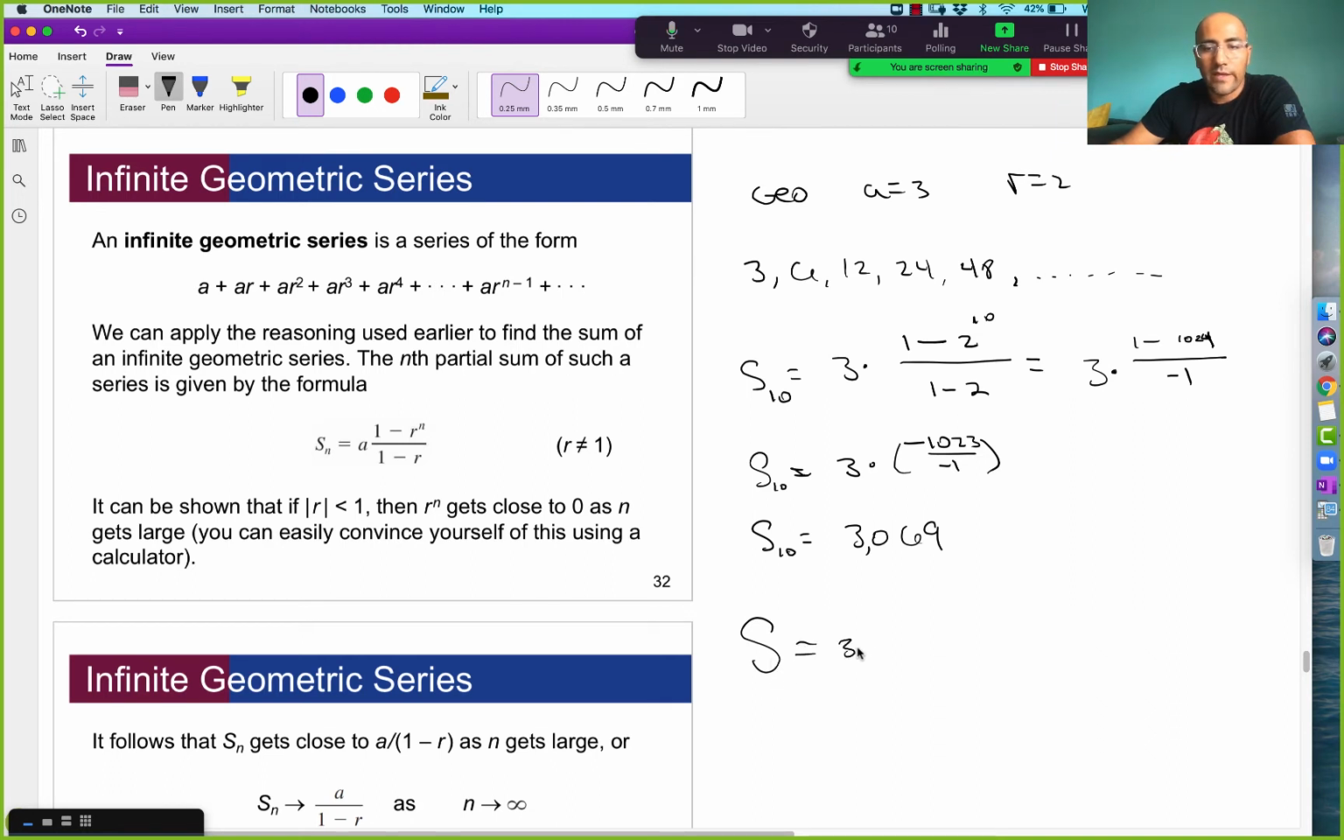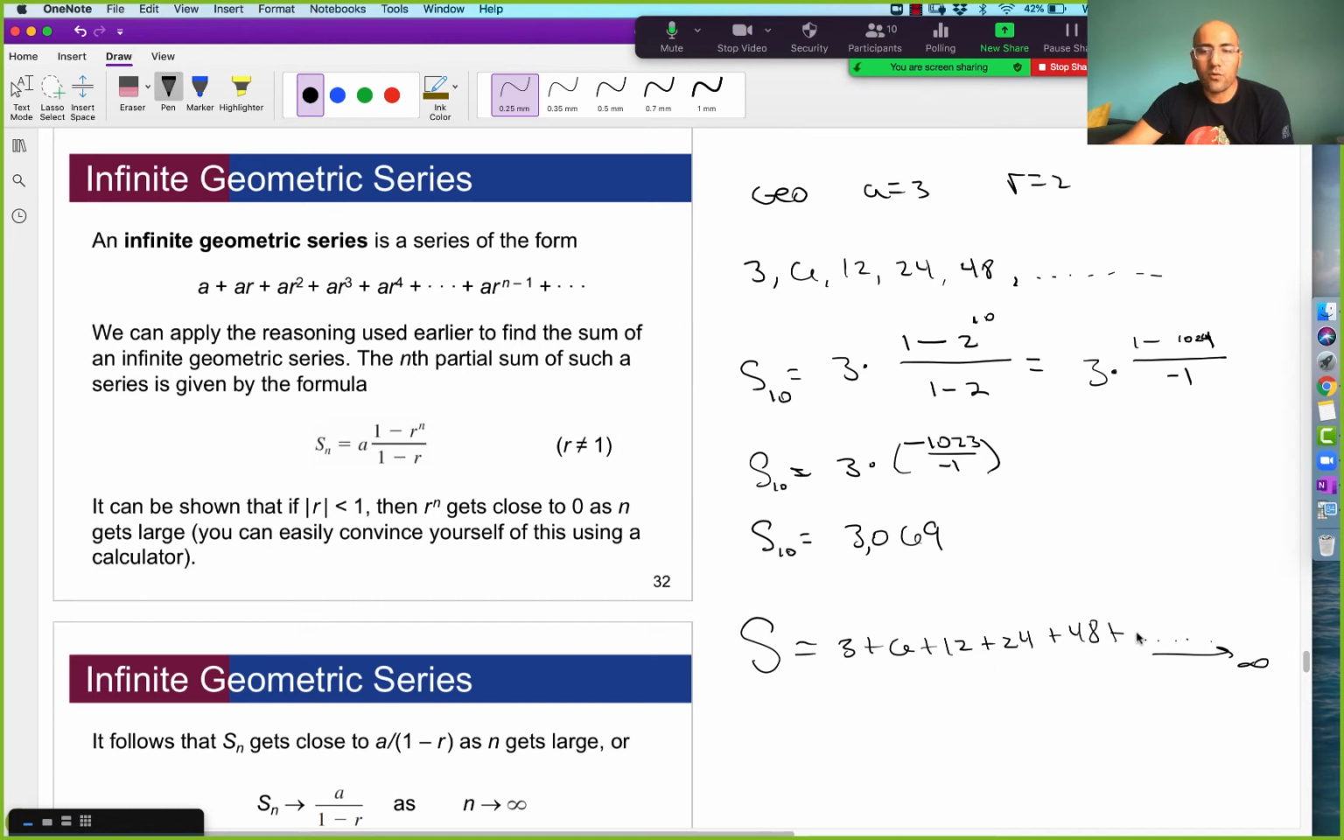Well, that's going to be 3 plus 6 plus 12 plus 24 plus 48 plus dot dot dot, forever. Well, if you notice, every individual number keeps getting bigger on its own, and I want to add them up forever. It makes sense that this is just going to be an infinitely large number, right? This isn't going to converge to some pretty little number.